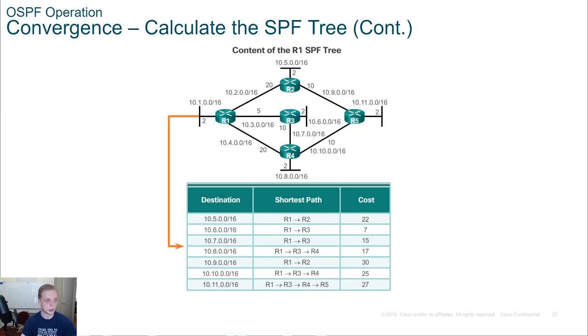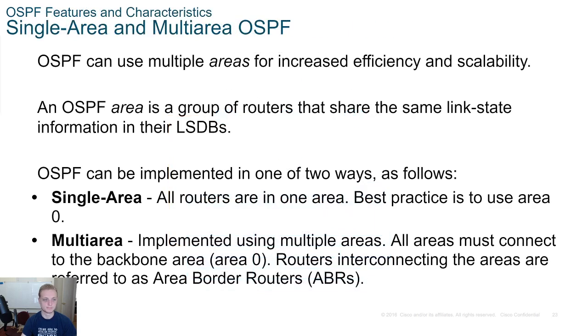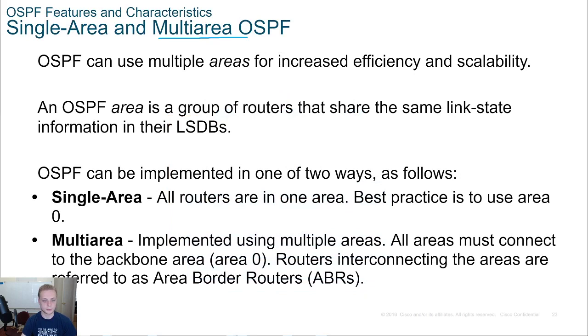So clear cursor, got it. So we can use multiple areas. We can use multi-area OSPF to increase our efficiency and scalability. So an area is a group of routers. I don't really like this definition that share the same link state information. They do. Everybody in the area shares link state databases.